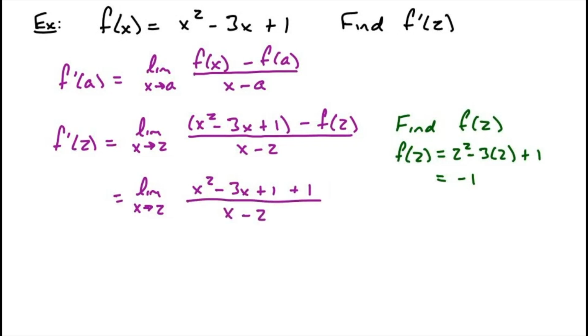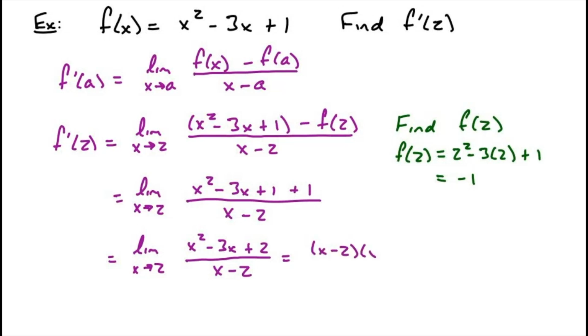Cleaning up this limit a little bit in the numerator, we can add the 1s. So we get the limit as x approaches 2 of x squared minus 3x plus 2 all over x minus 2. And we can try to evaluate this limit by plugging in 2, but I'll leave that up to you to confirm. Since it will be 0 over 0, I'm going to go ahead and just factor the numerator, and that would leave us with x minus 2 times x plus 1. Nope, not x plus 1, x minus 1, all divided by x minus 2.